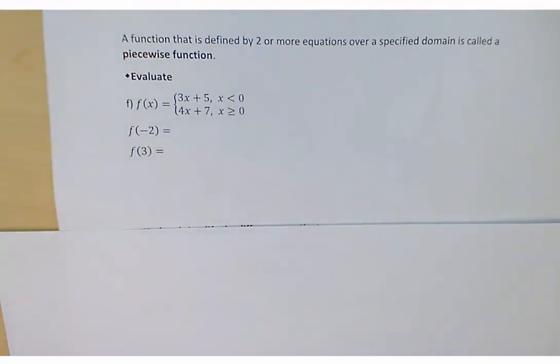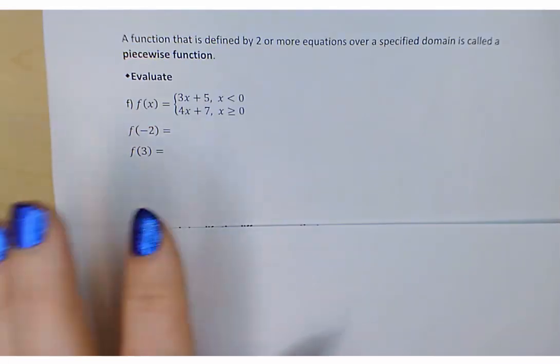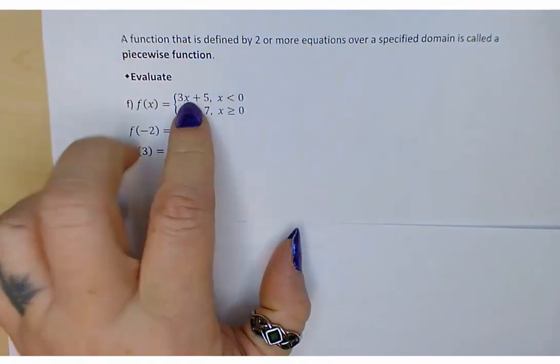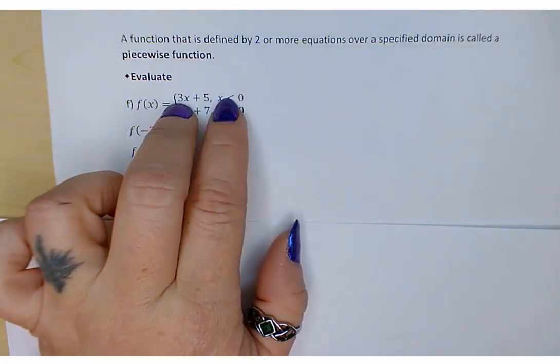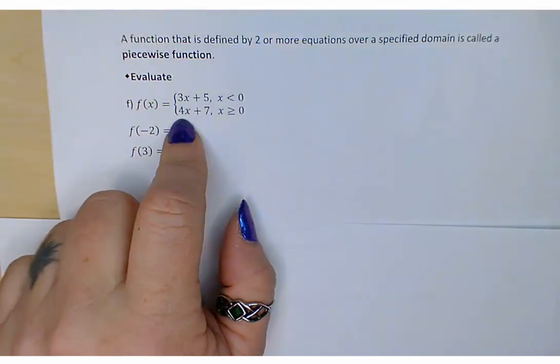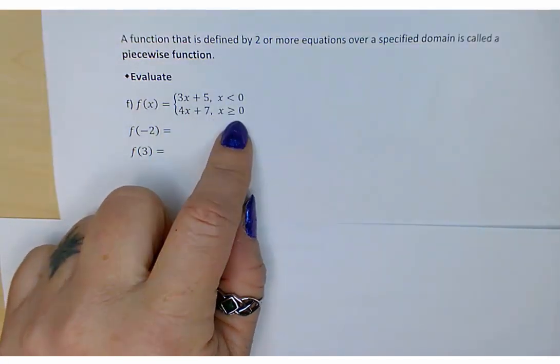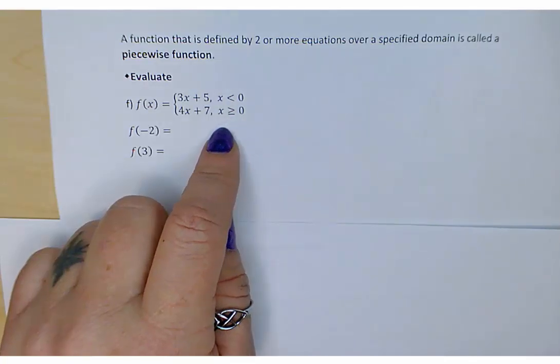The next thing in this section is evaluating a piecewise function. Keep in mind a piecewise function is a function defined by two or more equations. We're just talking about 2, 3, 4, 5, however many equations thrown into one. This particular example is telling us that f of x is equal to this top equation, 3x plus 5, when x is less than 0. It's equal to 4x plus 7 when x is greater than or equal to 0.